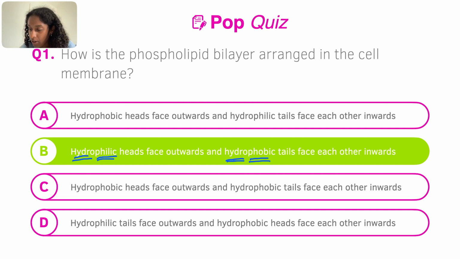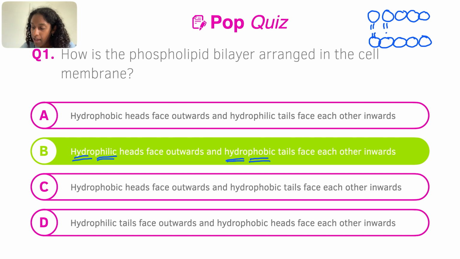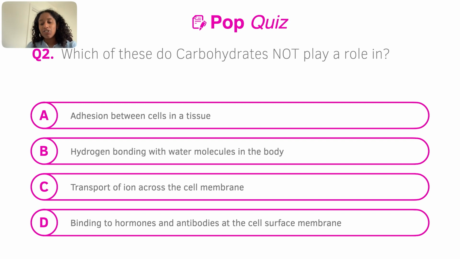So I'll just draw that out for you. This is our plasma membrane. So these are our hydrophilic heads, which are water-loving, they're facing outwards, and our hydrophobic tails are poking inwards. And we know that it's in that orientation because our hydrophobic tails are water-hating, they're hiding on the inside of our plasma membrane, inside that bilayer, whereas our hydrophilic heads are on the outside. Okay, next question. Which of these do carbohydrates not play a role in?